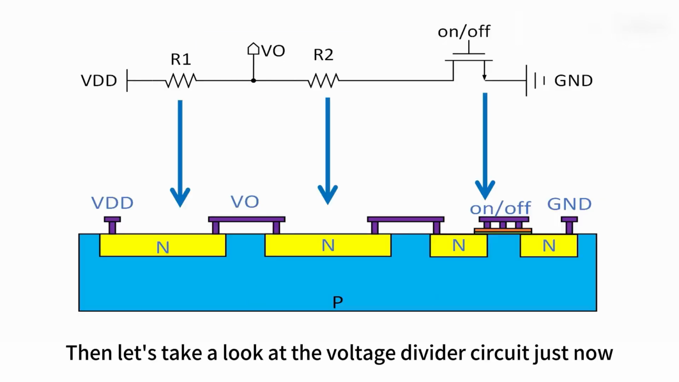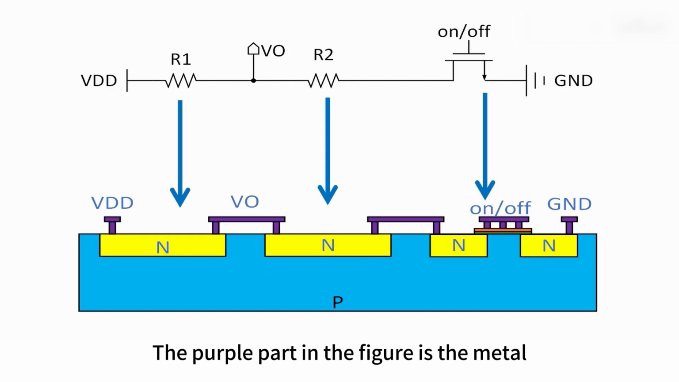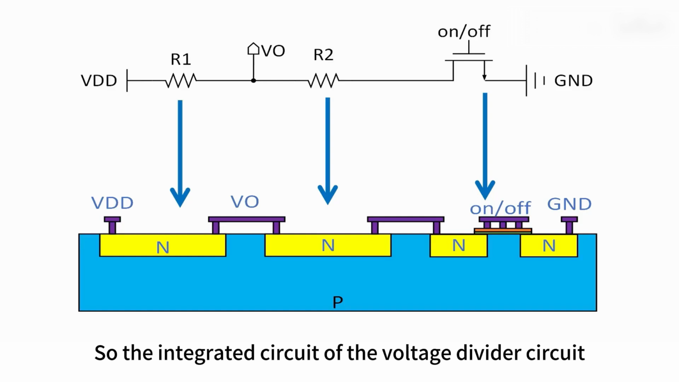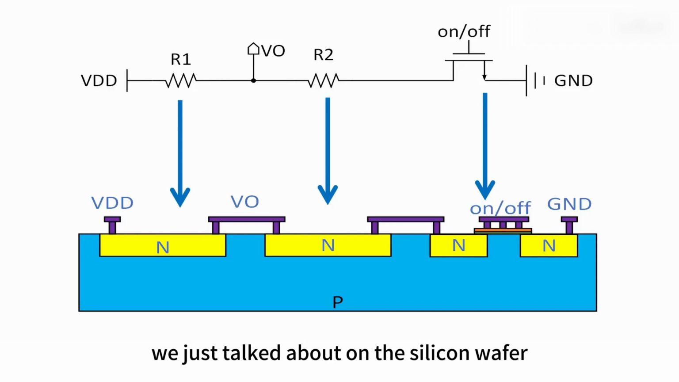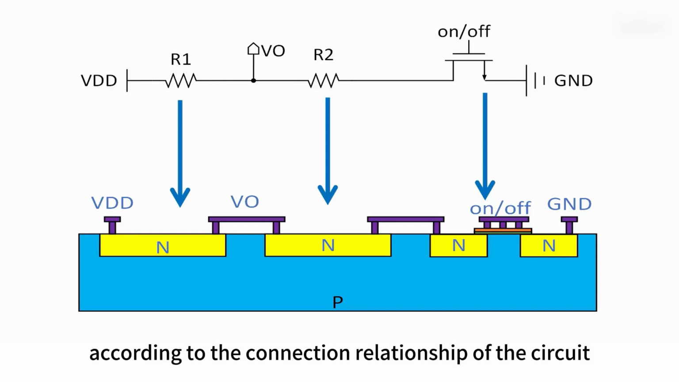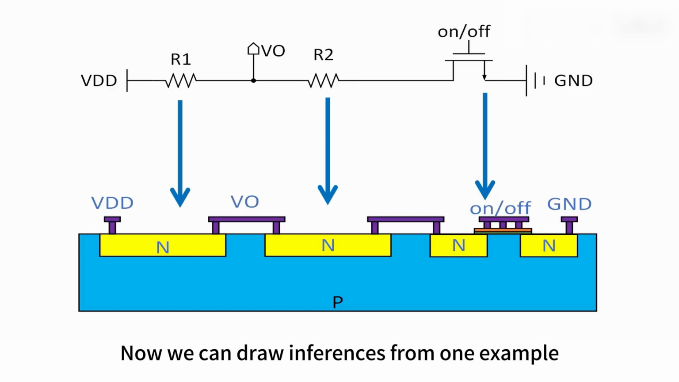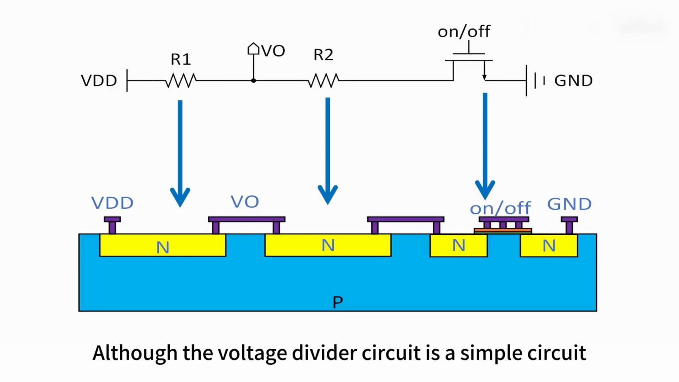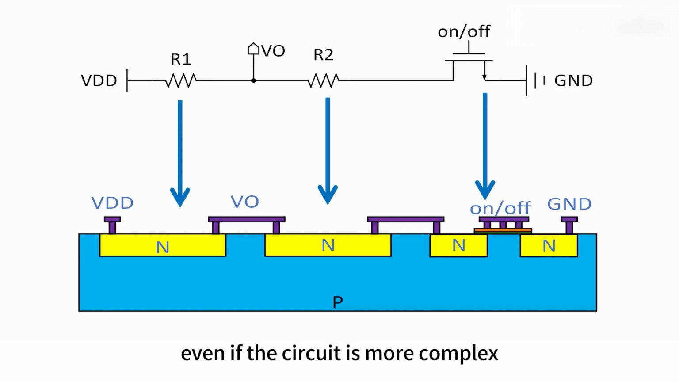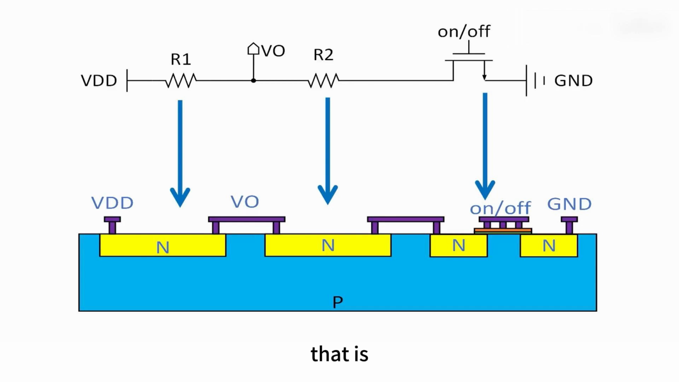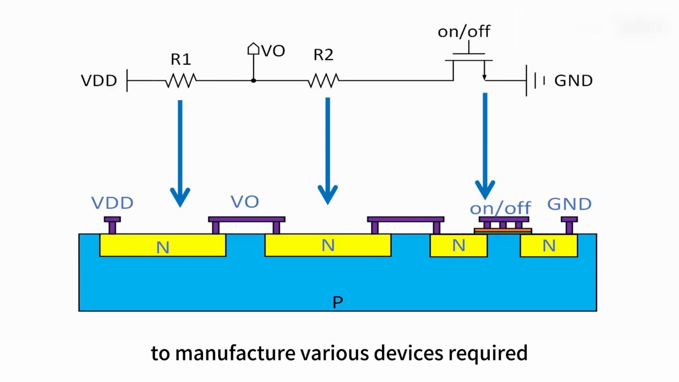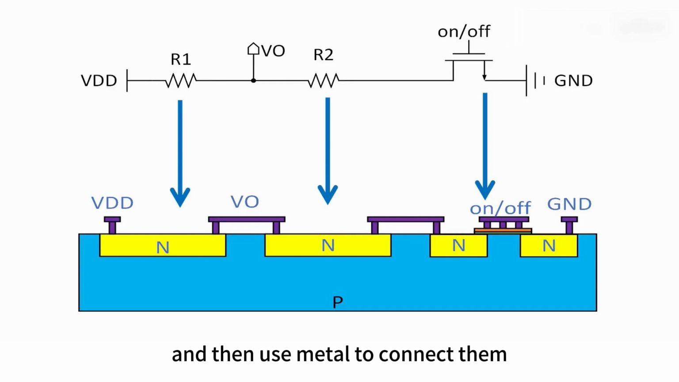Then let's take a look at the voltage divider circuit just now. The purple part in the figure is the metal that plays a connecting role. So the integrated circuit of the voltage divider circuit uses metal to connect the MOS tubes and resistors we just talked about on the silicon wafer, according to the connection relationship of the circuit. Now we can draw inferences from one example. Although the voltage divider circuit is a simple circuit, even if the circuit is more complex, its integrated circuit implementation method is similar. That is, to manufacture various devices required in the circuit on the silicon wafer, and then use metal to connect them, according to the design requirements.